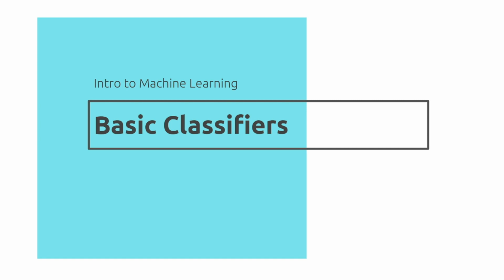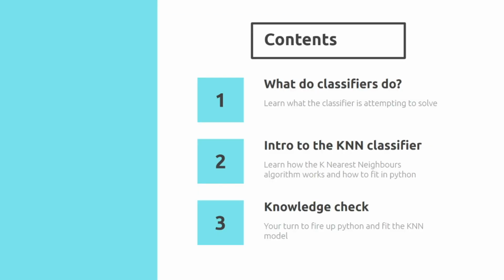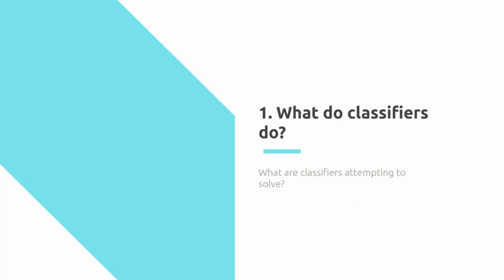Today we're going to learn about basic classifiers. In this video we're going to cover what classifiers do and how they work. We're going to focus on the k-nearest neighbours algorithm and learn how it works and how to fit it in Python. And then at the end there's going to be a small exercise where you get to try this out for yourself. Let's get started.